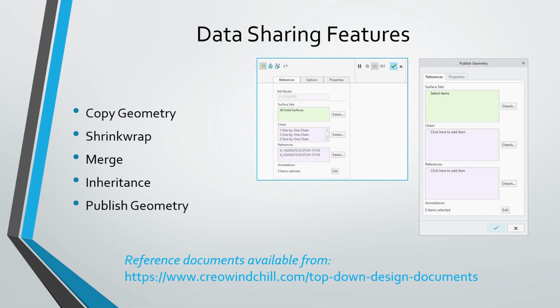There's another kind of data sharing feature called a publish geometry feature, which is a great way of making your models user-friendly. If you create a skeleton, you can grab the different surfaces or other references that someone might need in a publish geometry feature, and then when they create a copy geometry feature, they just grab the publish geometry feature. I'm not going to go into more detail here because I've got a whole set of videos on data sharing features, and there are reference documents available, including a free download that you can get from my website that goes through all these different data sharing features in more detail.